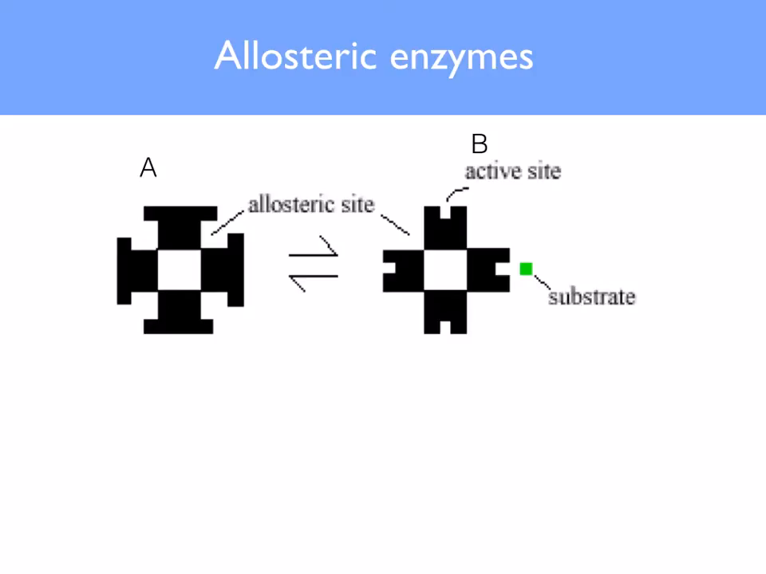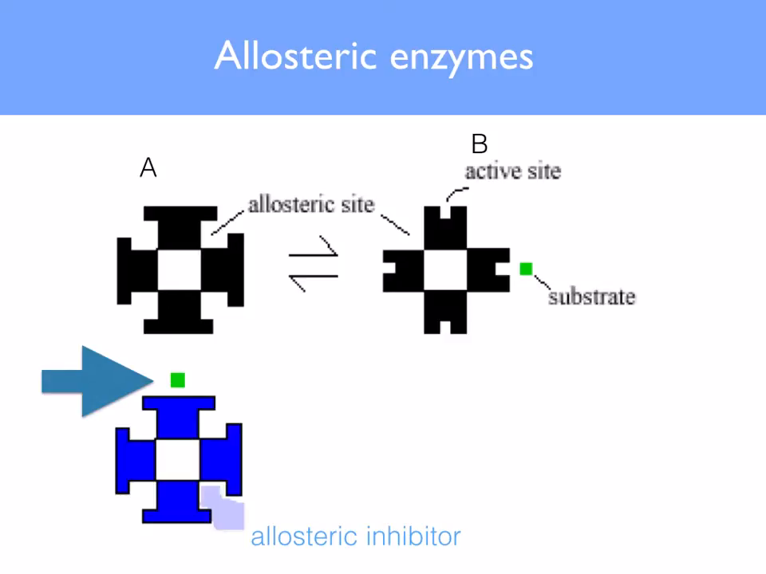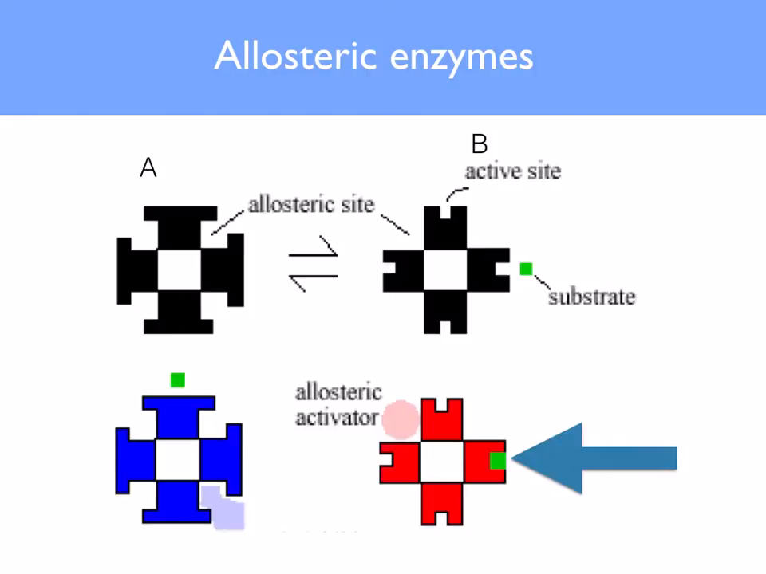Now let's look at what this means when we have inhibitors. If you've got an allosteric inhibitor, it's going to bind to another point on the enzyme, and this is going to cause a conformational change that the active site changes and the substrate cannot bind to the enzyme. As you can see, the substrate is represented by the little green blob. If you've got an allosteric activator, this is going to bind to the allosteric site, cause a conformational change so that the substrate can bind to the active site.